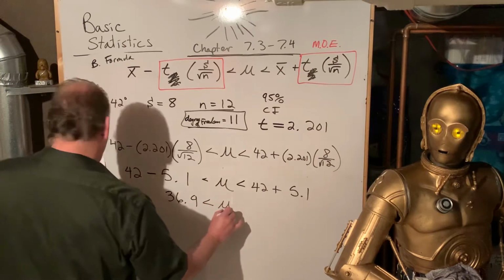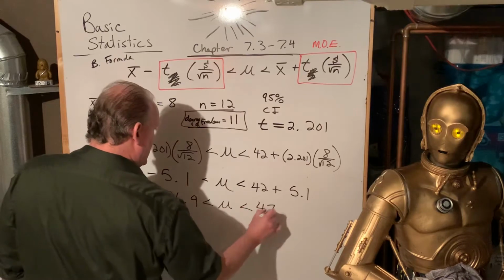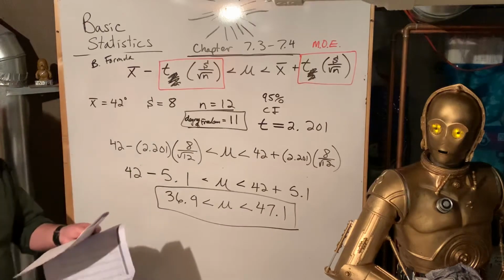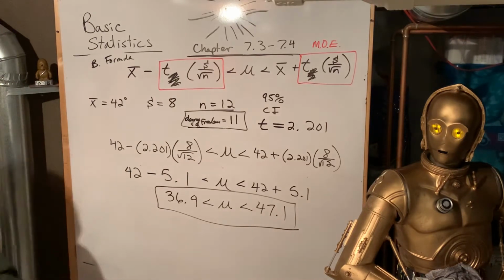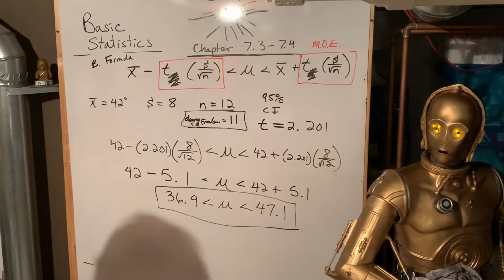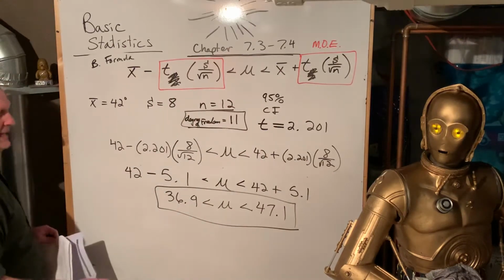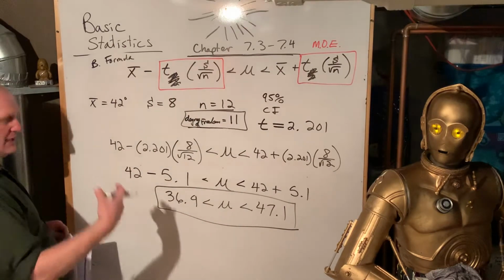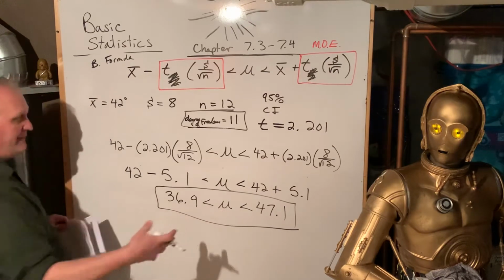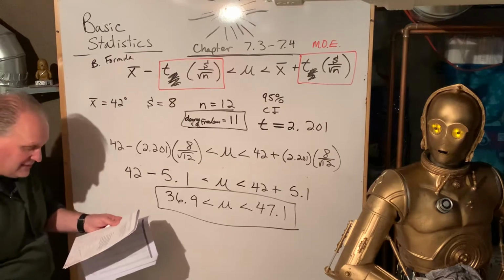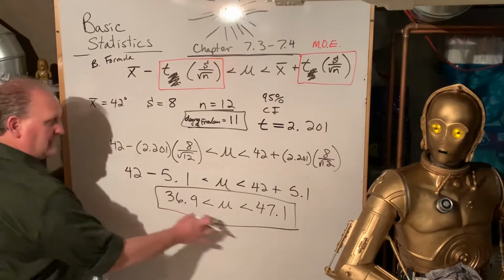And so that means if we wanted a range for a 95% confidence interval, 36.9 is less than mu, which is less than 47.1. That's our 95% confidence interval. What does that mean? We're 95% confident that the population mean temperature will be between 36.9 and 47.1. What that means is if we redid this 100 times, 95 of the 100 would capture the true mean and 5 would not. So you can say that you're 95% confident that the population mean will be between this and this.